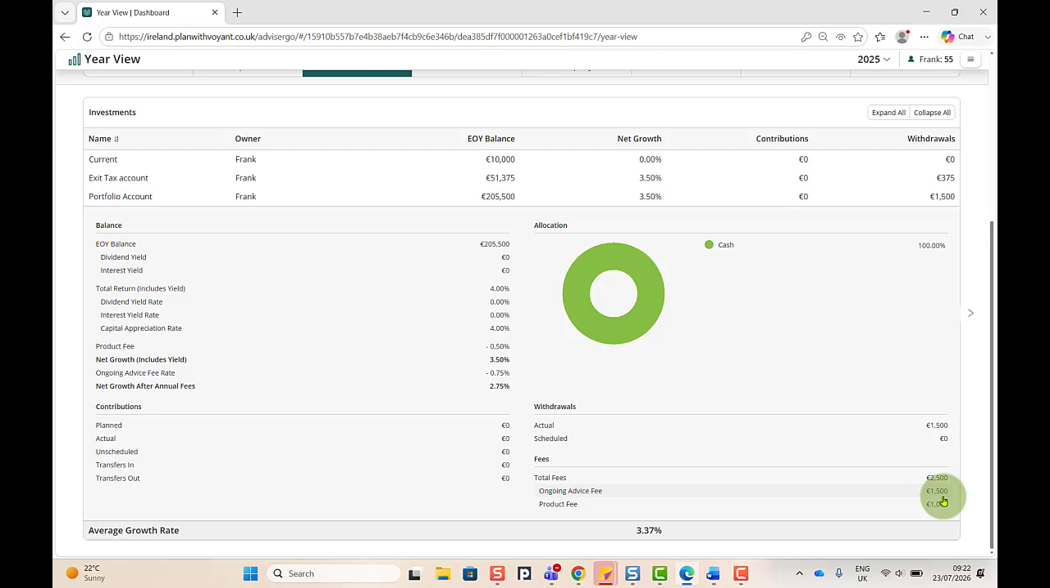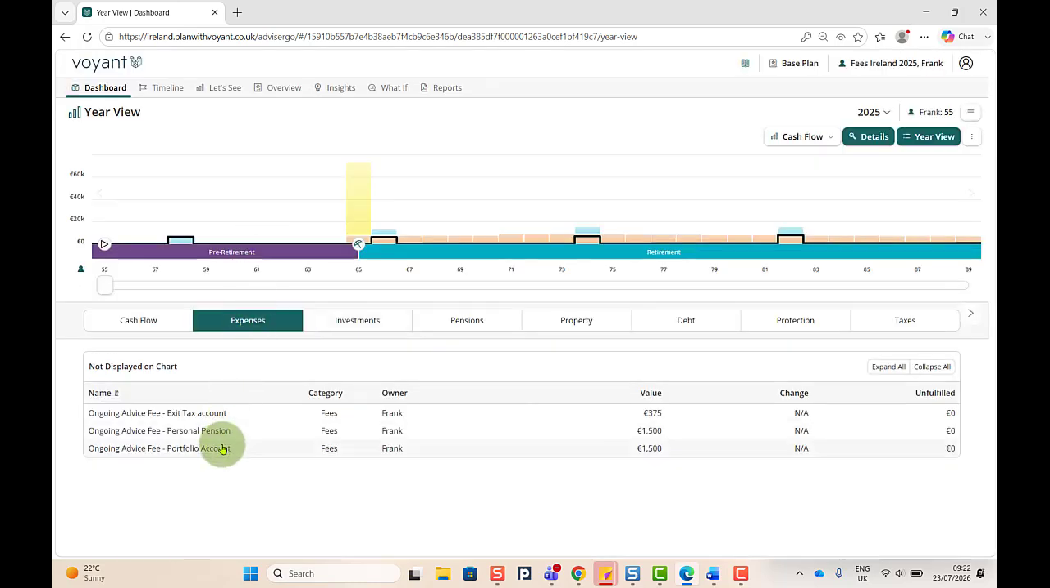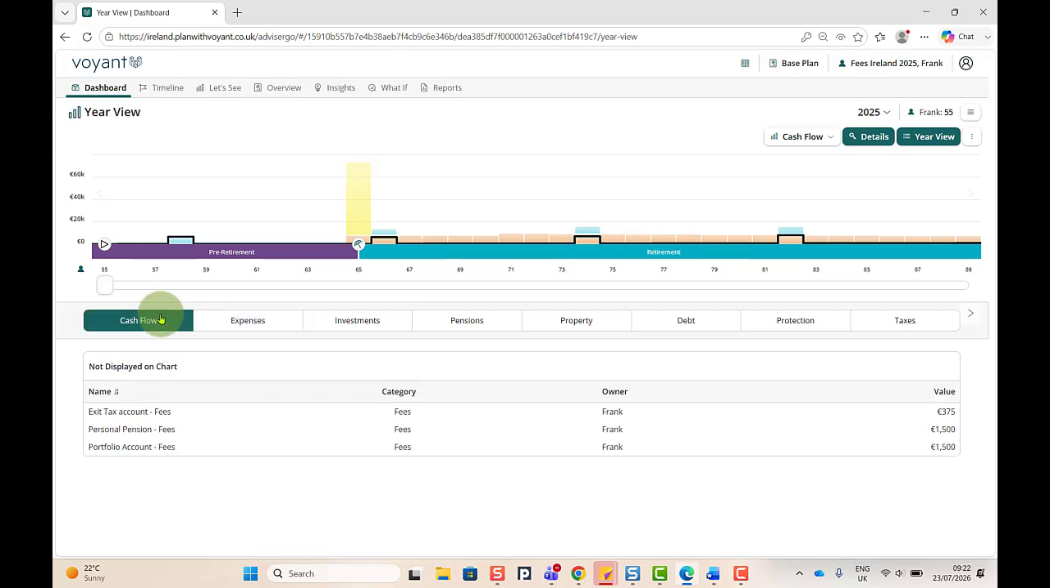We see that is 0.75% of the 200,000, and you'll see it is being withdrawn from the account. So again, let's go back to expenses, the portfolio account, can expand it to see the source, and it is the portfolio account, and again in the cash flow as well. Now with regards to fees from a portfolio account, units are sold, and as such it could be assessed for capital gains tax. So I'm going to prove that to you.